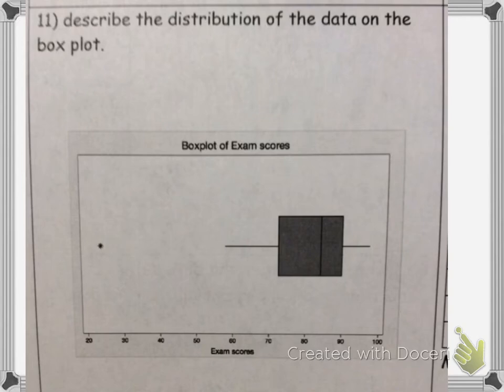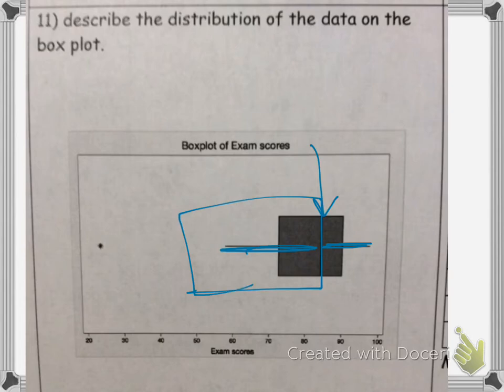All right, 11, describe the distribution of data on the box plot. If you remember, what we're looking for is where the data has the most, from the median over. So look at this amount of data here compared to this amount of data here. There's definitely more data on this side, which means this is negatively skewed.